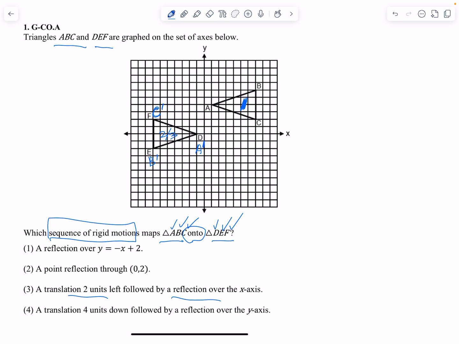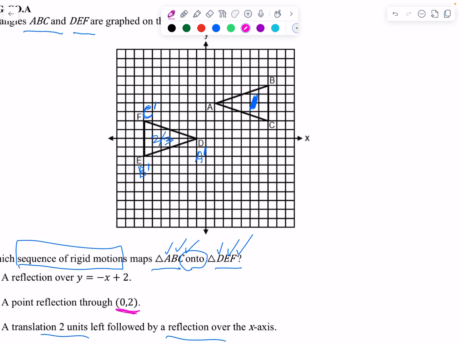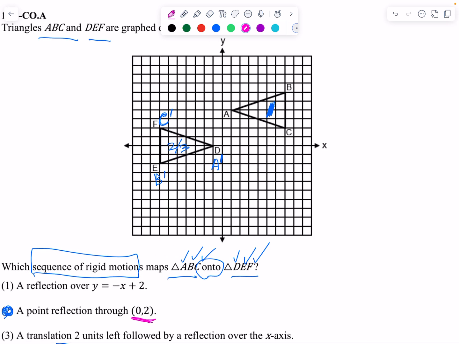So the answer to this question is actually choice 2. And obviously, when you're taking your Regents, you would try each multiple choice. But I'm just going to show you why choice 2 is correct. So when they say a point reflection through (0, 2), (0, 2) is your center. So here we have 0, 1, 2. So this is my center.